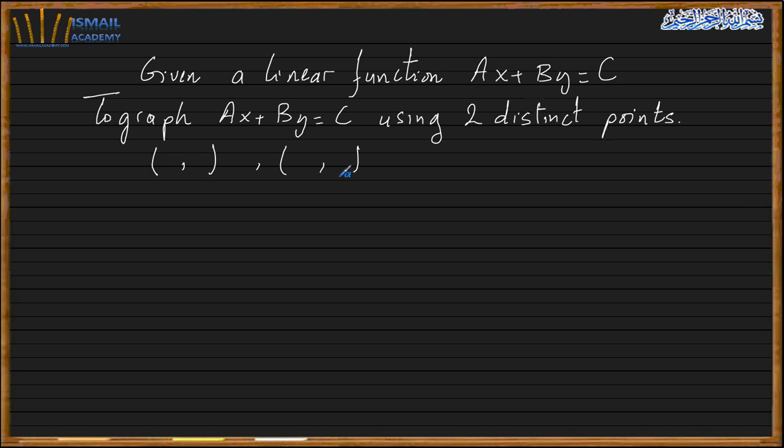2 points. That means we have 2 x coordinates and 2 y coordinates. So if I choose A, I need to get B. If I choose C, I need to get D. This is the exact idea. You choose x equal A, any number you choose, and try to find out what B is, which is your y. Then you choose another x distinct from A, which is C, and try to get y, which is D. Let me show you this in an example.